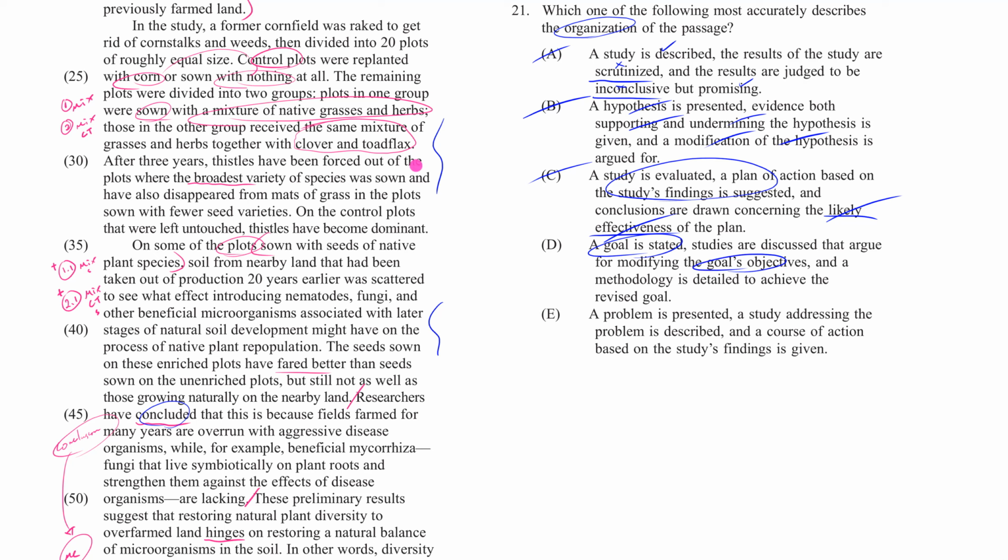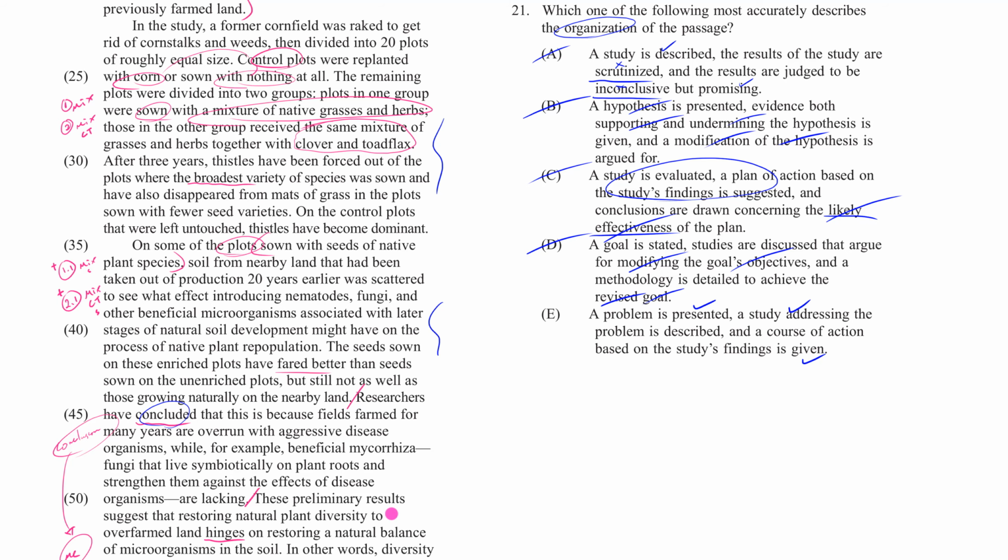What? These studies aren't saying, instead of aiming for acceleration, you should aim for deceleration, right? What are you talking about? These started out pretty good, but this modifying the objective is not good. Methodology described to achieve the revised goal. Yeah, there's no revised goal, so no good. So it must be E then. Problems presented, that's the first paragraph. A study addressing the problem described, that's the second and third paragraphs. Course of action based on it is given.